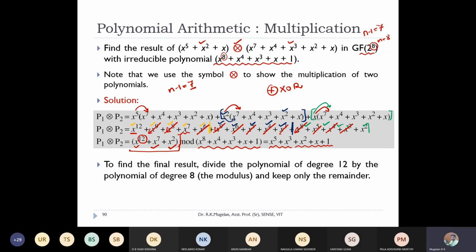Is it clear, guys? This part? Yeah, I hope Arun, you got the point, right? Yes, sir. Anyone have any doubt in this one? Okay.